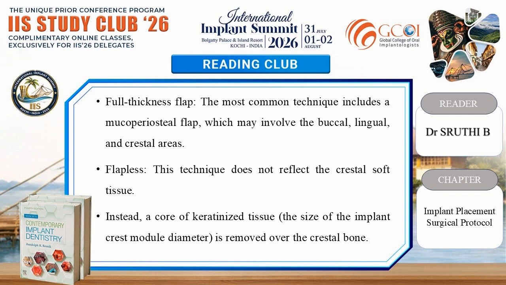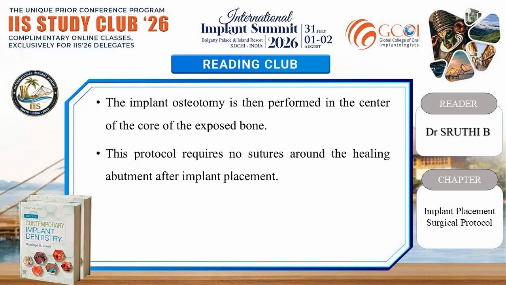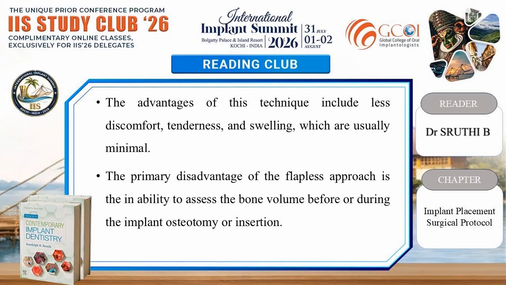Flapless. This technique does not reflect the crestal soft tissue. Instead, a core of keratinized tissue, that is the size of the implant crest module diameter, is removed over the crestal bone. The implant osteotomy is then performed in the center of the core of exposed bone. This protocol requires no sutures around the healing abutment after implant placement. The advantages of this technique include less discomfort, tenderness and swelling, which are usually minimal.